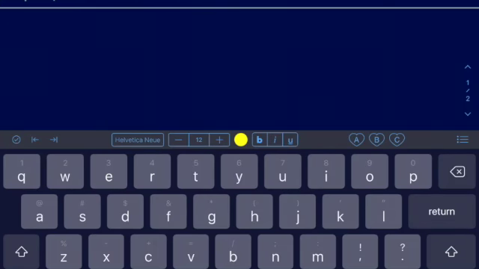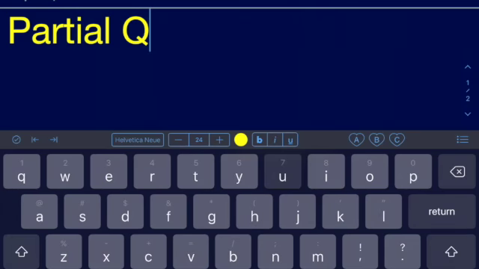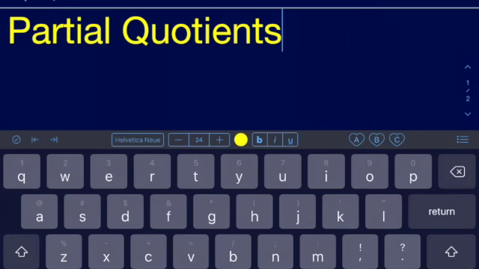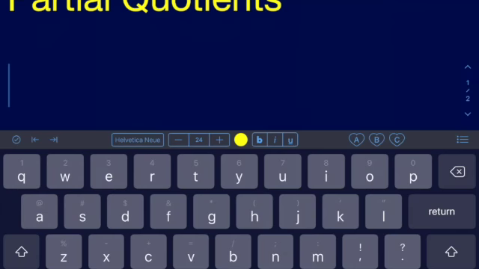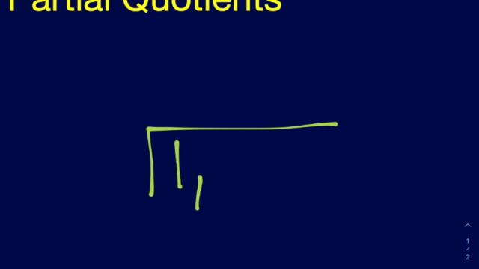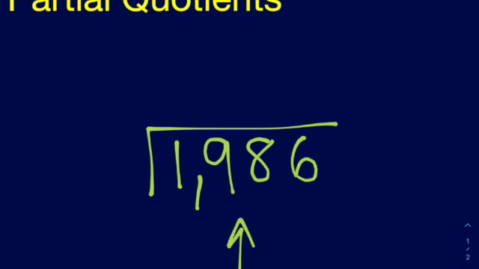So today we are going to be looking at a strategy for dividing called partial quotients. Okay, and we know that when we look at division, we have the big number, 1,896. This is called the dividend.